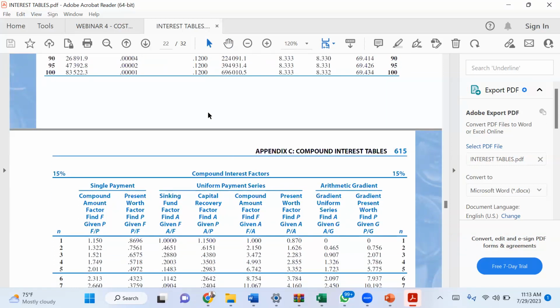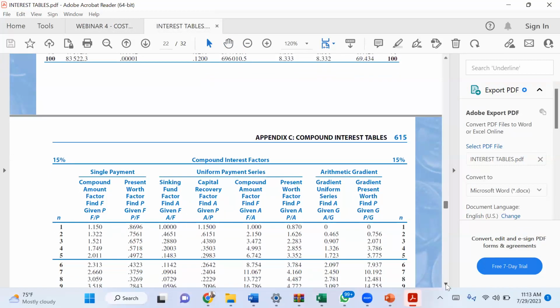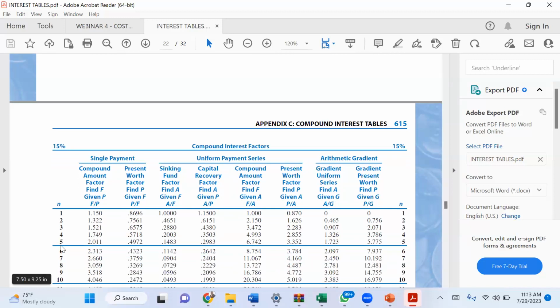When I get to 15%, what I'm looking for is the future amount, and I'm given the present amount. But the number of years is what? 5. So this time around, I'm going to number 5. Number 5, find F, given P. P is 100,000, which is the present money. The table factor says 2.011. So if you multiply 100,000 by 2.011, it gives you about 200,000.